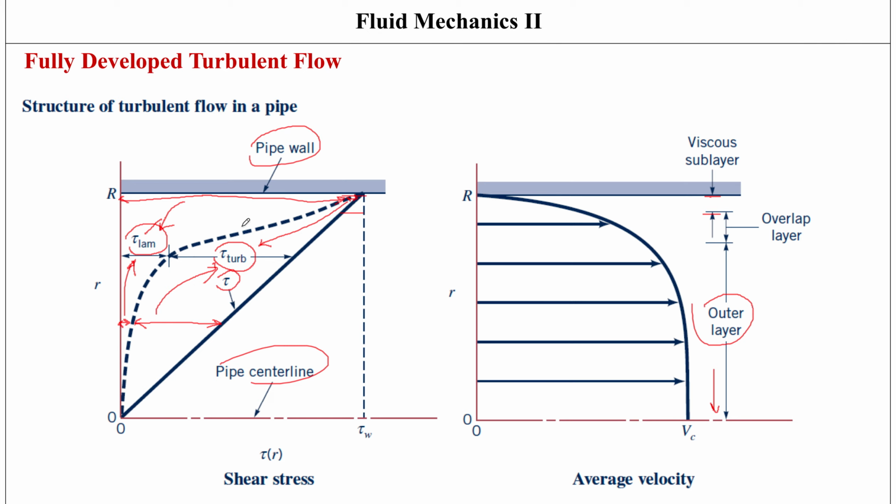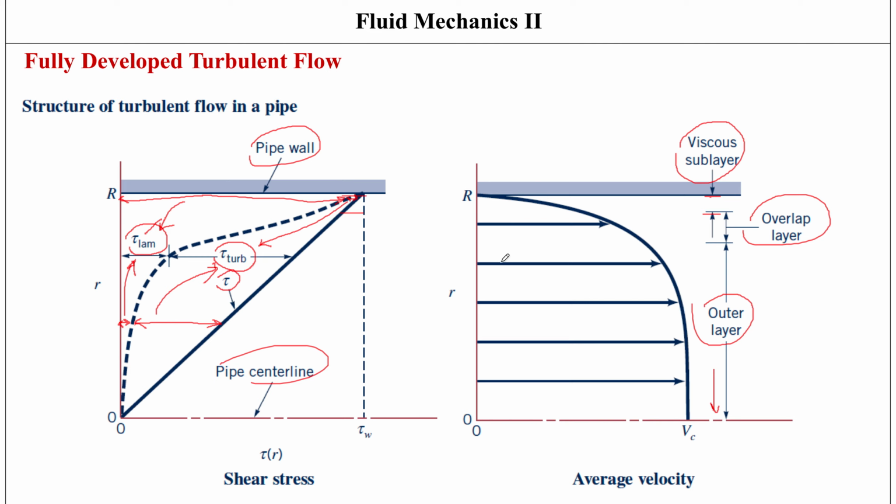And then you have the transition phase between these two, which is called the overlap layer. Both of these are important. So just to review here, this viscous sublayer is also called a wall layer. And over here, the viscous shear is dominant. In the outer layer, the turbulent shear is dominant. And in the overlap layer, both types of shear are important.